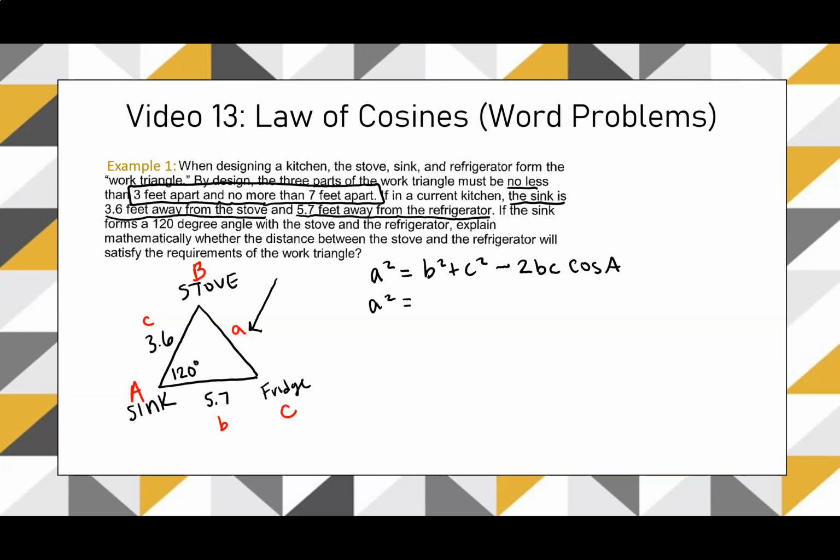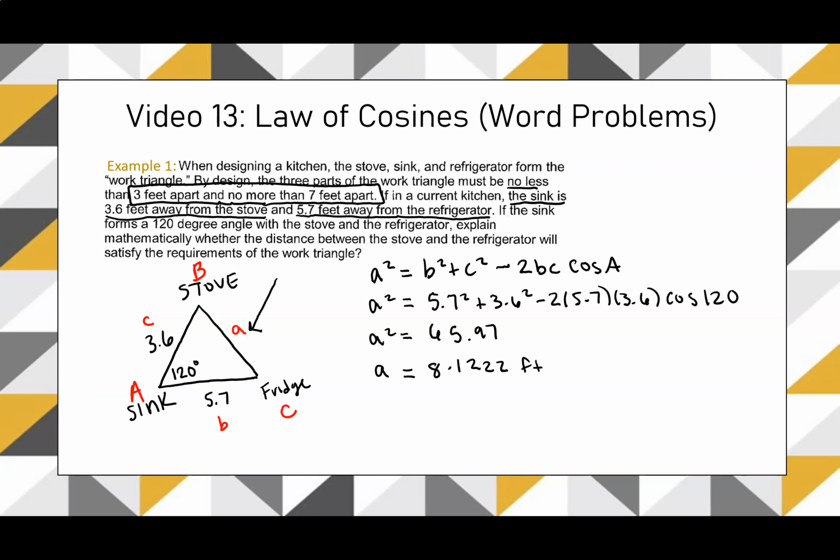So let's just go ahead and plug right into that. That's going to give me a squared equals 5.7 squared plus 3.6 squared minus 2 times 5.7 times 3.6, and then cosine of our angle of 120. All right, I do all that into my calculator and I get a squared is equal to 65.97. Square root that. Do your best to keep the whole thing in your calculator and I get roughly 8.1222. Now, that's feet, right?